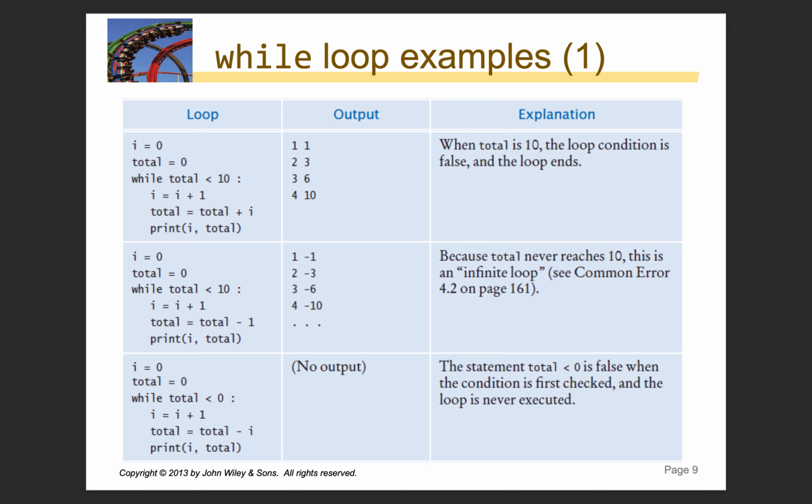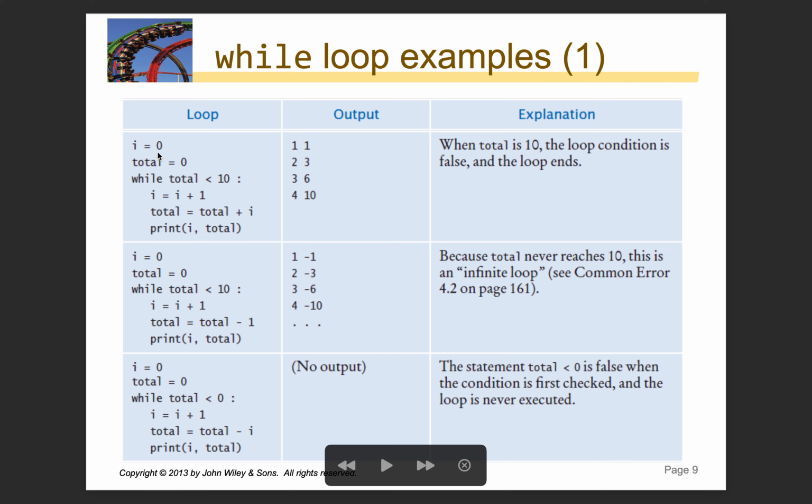So here are some while loop examples. These are interesting things to look at, and they indicate quite a few errors that commonly occur. So let's start at line 1, or the first row, I guess. So we have I equals 0, total equals 0, while total is less than 10, I equals I plus 1, total equals total plus I, print I comma total.